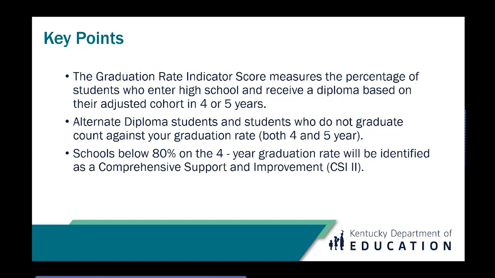Graduation rate measures the percentage of students who enter high school and receive a diploma based on their adjusted cohort in 4 or 5 years. Federal regulations state that alternate diploma students and students who do not graduate both count against your graduation rate, and that goes for both 4 and 5-year graduation rates. Schools below 80% on the 4-year graduation rate will be identified as comprehensive support and improvement schools and will be tagged for CSI2 per federal regulations.